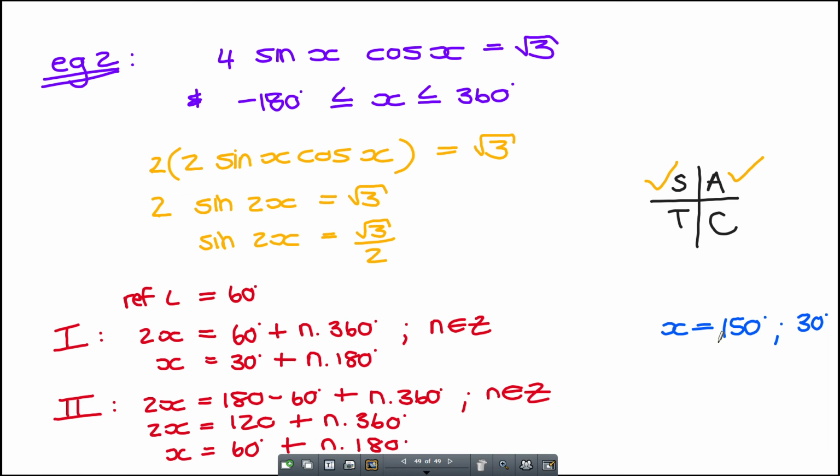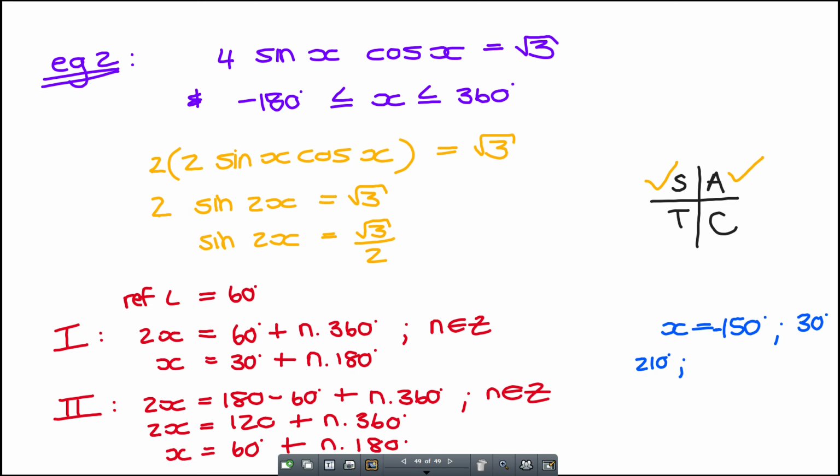If n was 0, then my x would just be 30. And if n was 1, then I would have 210. That is also still within my restriction. I'm writing very badly, going in a train like this here, but just to save space. Okay, if n is 2, then I would get 390. Now you see, now I start going outside my restriction. Okay, so we're done with that one.